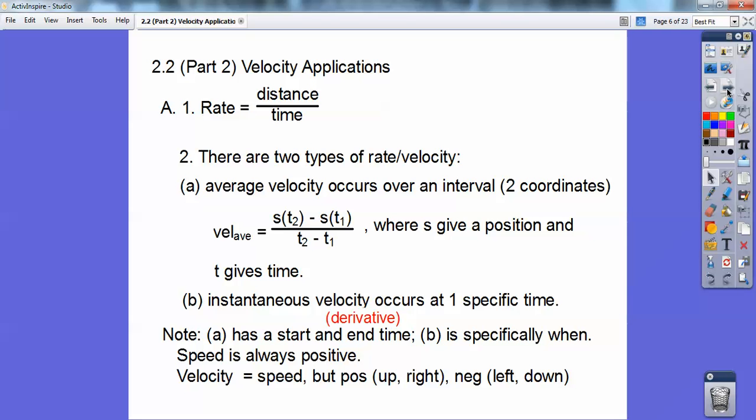Speed's always positive. Velocity is speed, but it's positive when you're going up or to the right, and you'll get a negative number when it's going down or to the left. So you'll see in just a second.